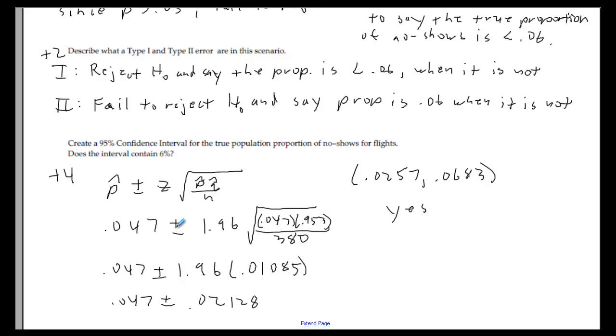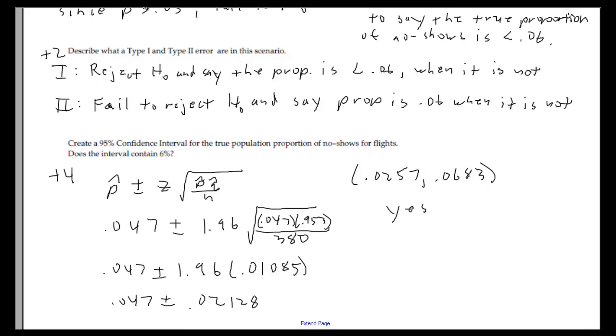And then the 95% confidence interval is right here. There's 0.047 plus or minus 1.96, our multiplier for that confidence interval. There's our standard error. And so we are 95% confident the true proportion is between about 2.5% and 6.8%. And since it says, does the interval contain 6%? Well, yeah. So we don't have enough evidence to refute that, because we're 95% confident the true proportion is somewhere in there, and 6% is also in there.